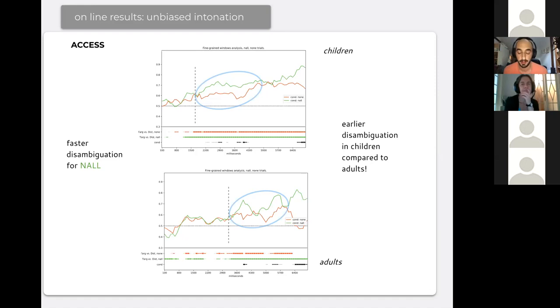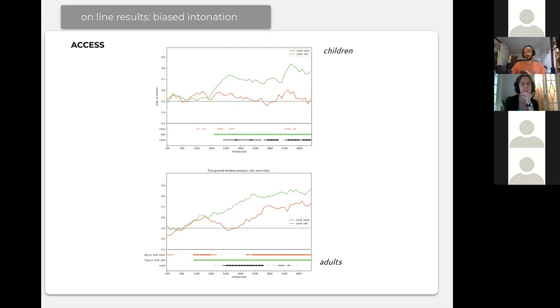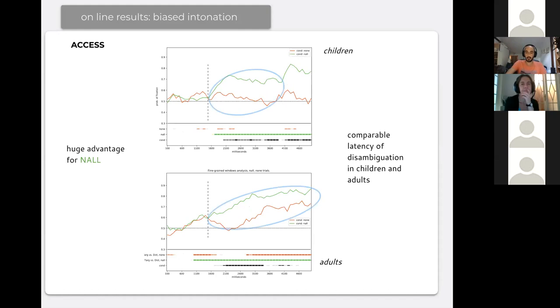But then in the second experiment, you see that with the natural intonation, things go back to normal. So you have a huge advantage for the implicature calculation. See now the green line, there is more distance between the green line and the red line. So much more advantage for the implicature support and a comparable latency between children and adults. So now with the right prosody, we managed to turn adults into children, you know, in a good way.